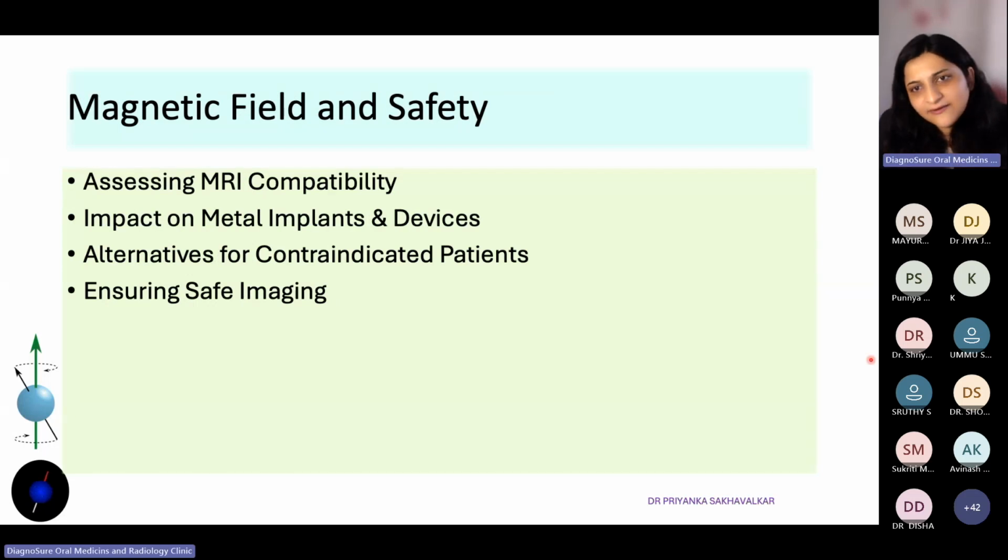Magnetic field and safety. The MRI scanner's powerful magnetic field can affect metal implants, pacemakers, and other electronic devices. It is crucial to assess any implanted device for MRI compatibility before scanning. So take proper history. Ask patient whether they have any metal implants, whether they are wearing pacemakers, because if they are, MRI is a contraindication for them. For patients with contraindications, alternative imaging methods may be considered. If the patient has all these, take contrast enhanced CT or alternative methods, but don't go for an MRI scan. Understanding the magnetic field's interaction with materials ensures safe and effective imaging.